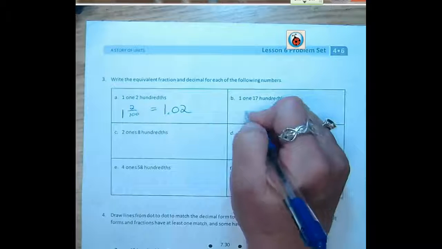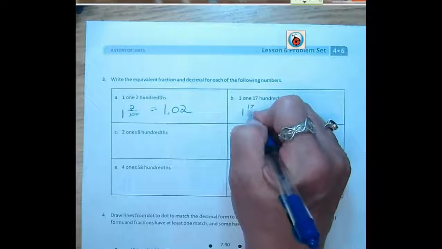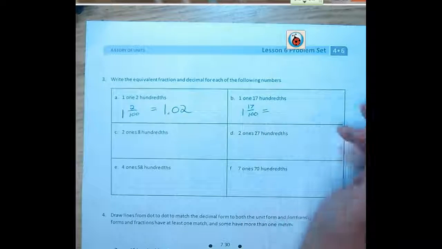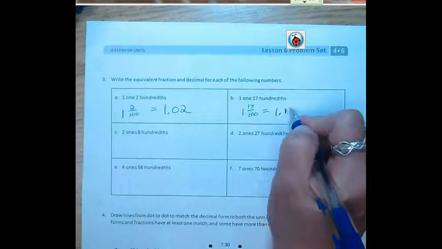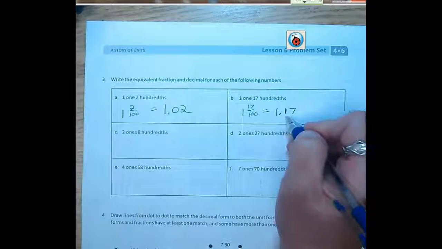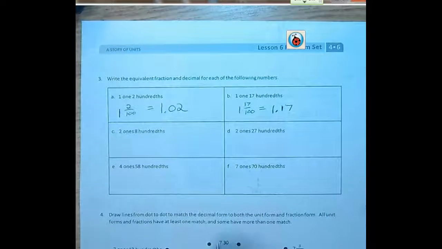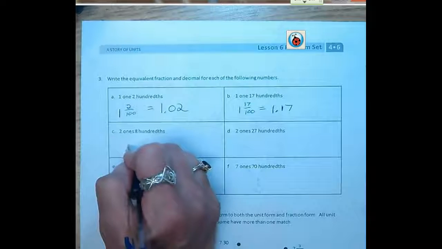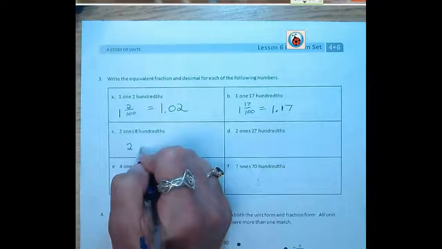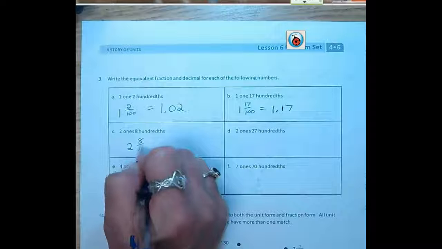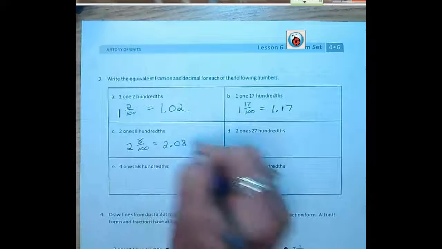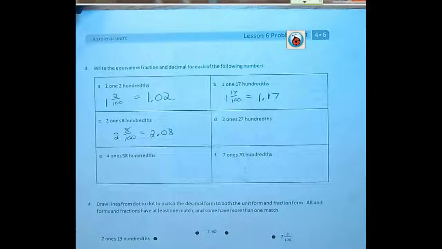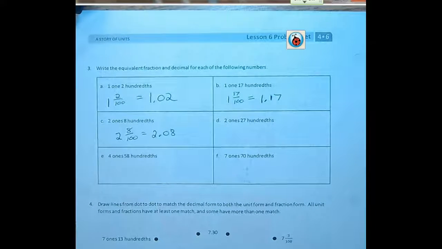On letter B, we have 1 in the ones column and 17 hundredths. So 1 in the ones column. We have a 1 in the tenths column and a 7 in the hundredths column, which is 17 hundredths. Here we have 2 ones and 8 hundredths. So this is going to be 2.08. Go ahead and do the next 3, pause it, and come back and check your work with me.